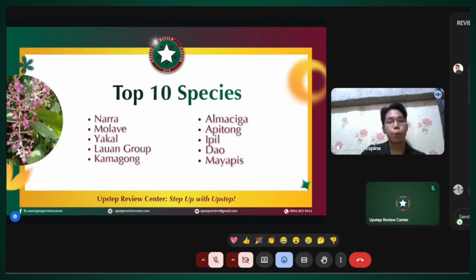So our priority ranking tonight, again focusing on the top 5 species, we have the Narra, Molave, Yakal, Lauan group, and the Kamagong. And then as we discuss each one, we are going to focus on 4 things. We will start by understanding their scientific name, family, diagnostic traits, and economic importance.